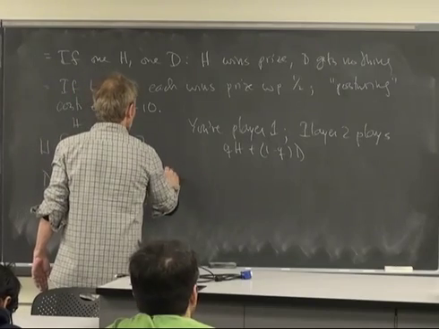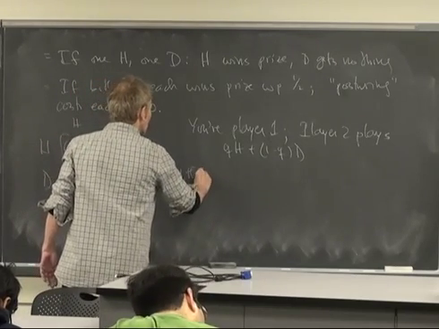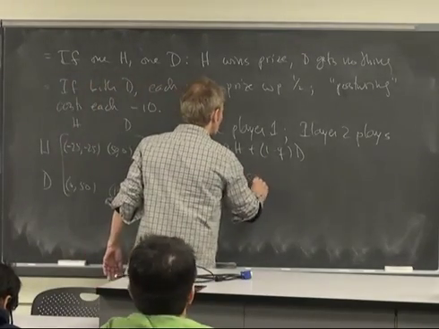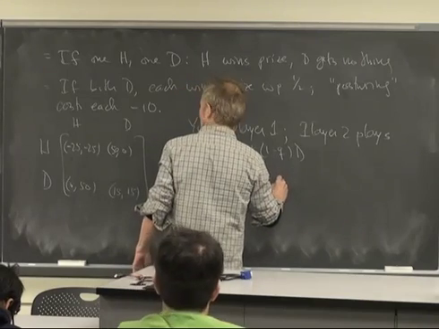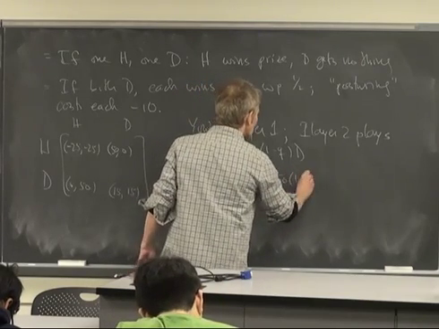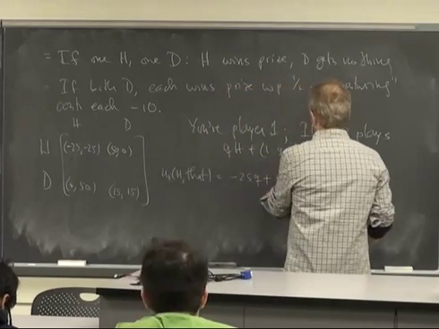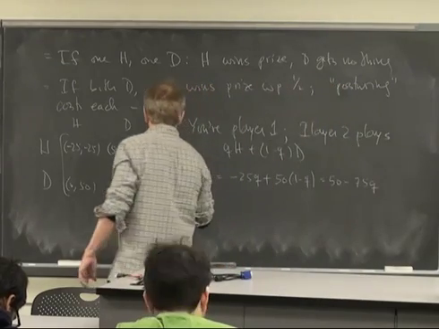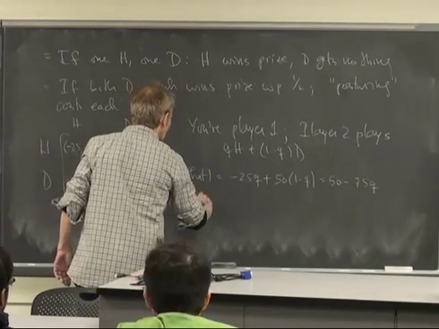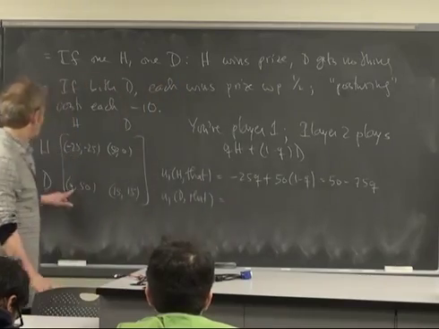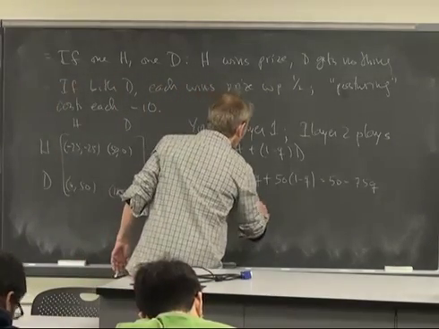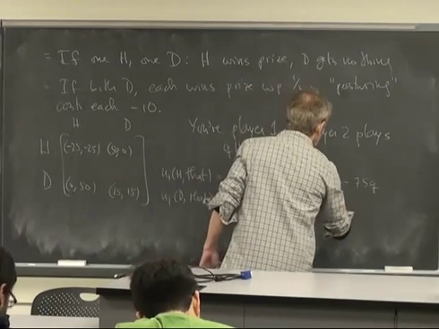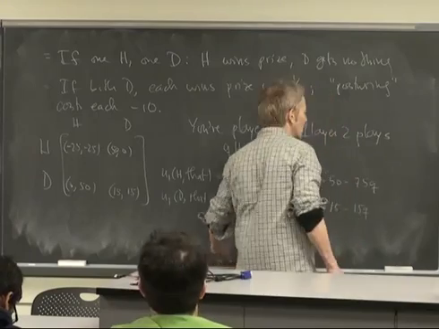Well, your payoff to H against that is going to be minus 25Q plus 0, or plus 50 times 1 minus Q, which is 50 minus 75Q. And your payoff to D against that is going to be 0 times Q plus 15 times 1 minus Q, which is just 15 minus 15Q.